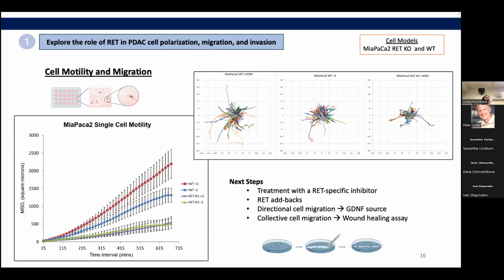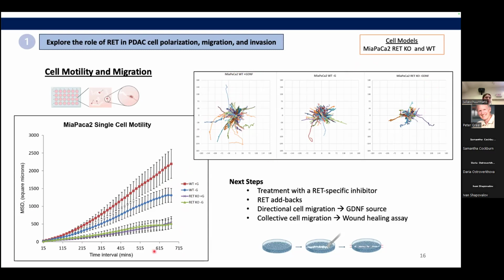Next, I looked at cell motility and migration, which I actually have some preliminary data for you here. So we first looked at MIA-PaCa2 single cell motility over a 12-hour time frame, and it was found that the wild-type cells, so those that express RET, were far more motile than the RET knockout cells, both plus and minus GDNF, and then the addition of RET ligand GDNF also increased motility. And then these are individual paths of the cells. So MIA-PaCa wild types plus GDNF, wild types minus GDNF, and then the knockouts. It's more sporadic movement here with the wild types plus GDNF.